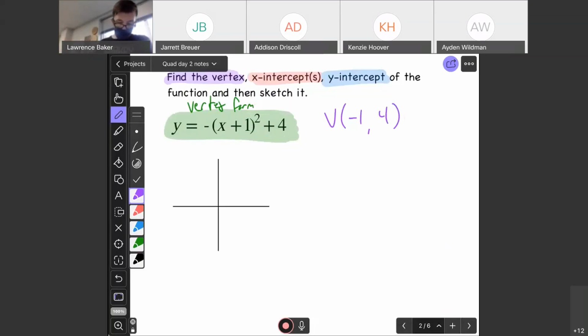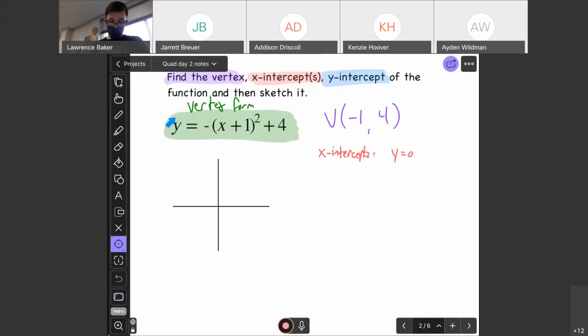Okay? Then we go to find our x-intercepts. Well, we know about x-intercepts. We know that y is equal to 0. Okay? How am I going to find the x-intercepts? Well, I have to know something about them. So I know that y is equal to 0. So y is going to be 0. So I'm going to make this equal to 0.